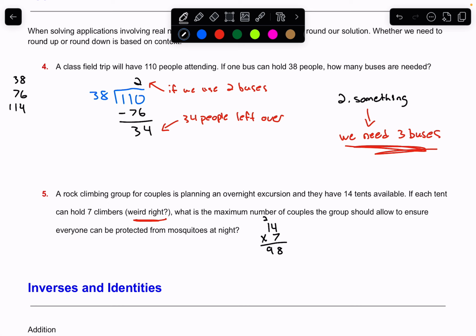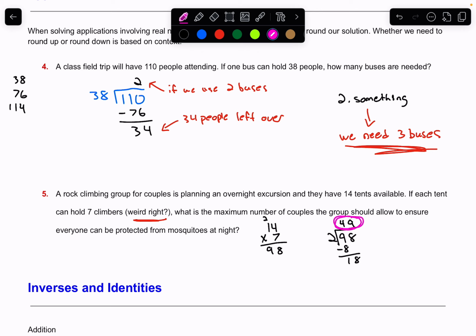How many couples should we allow? So if we do 98 and we divide it by 2, that'll tell us how many couples. So 2 goes into 9 4 times. Subtract 8 down below, we're left with 18. We get a 49 there. And so in this case, we don't have to round, because we know that it is exactly 49 couples that can fit in these tents, we can invite all 49.